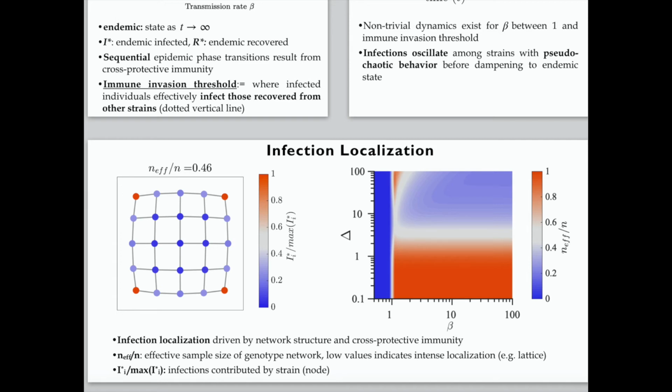The presence of localization in a network can be measured by the effective sample size. Where effective sample size is small, localization is strongest. On the right, we see the effective sample size as a function of transmission rate beta and the level of immunity transcendence delta for the lattice network. We see that a regime exists in blue where immunity transcendence enables localization and cannot be too high nor too low for localization at a given transmission rate.